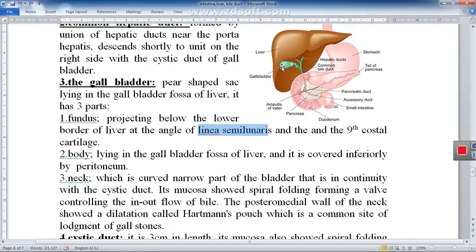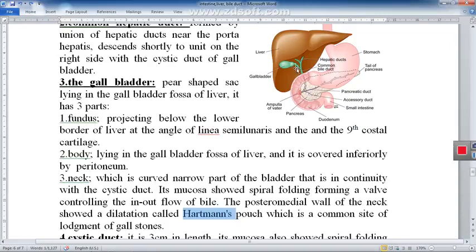So the first part of the gallbladder is the fundus, the second part is the body, then the neck. The neck of the gallbladder continues with the cystic duct. The mucosa of the neck contains a spiral valve that regulates the passage of bile in and out. The posterior medial wall of the neck is dilated, forming the so-called Hartmann pouch. This pouch in the posterior medial aspect of the neck of the gallbladder is very important because many times you find the stone inside this Hartmann pouch. It is a site of lodgement of a gallstone.